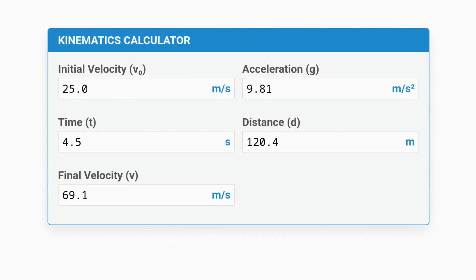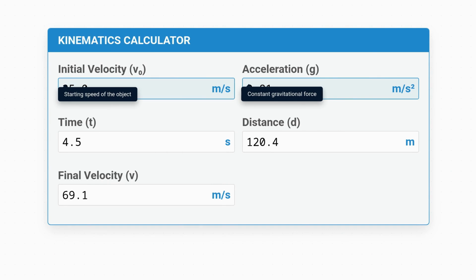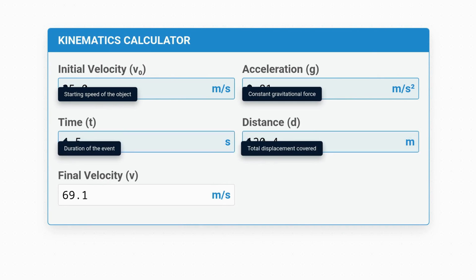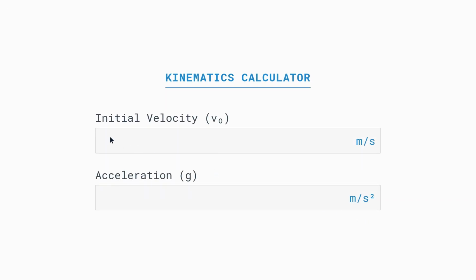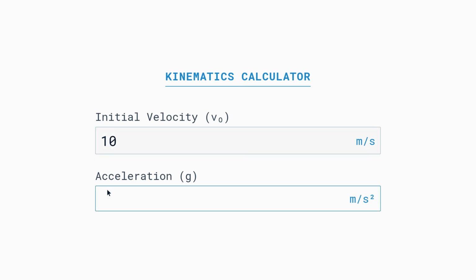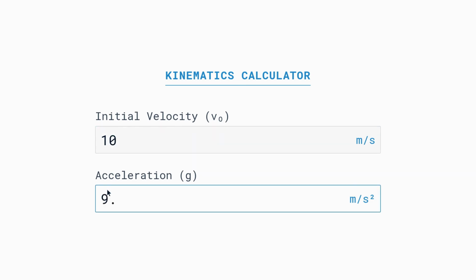The input fields are initial velocity v0 in meters per second, acceleration g in meters per second squared, time t in seconds, distance d in meters, and final velocity v in meters per second. Here's a worked example. I'll enter an initial velocity of 10 meters per second, acceleration of 9.81 meters per second squared, and time of 2.5 seconds.